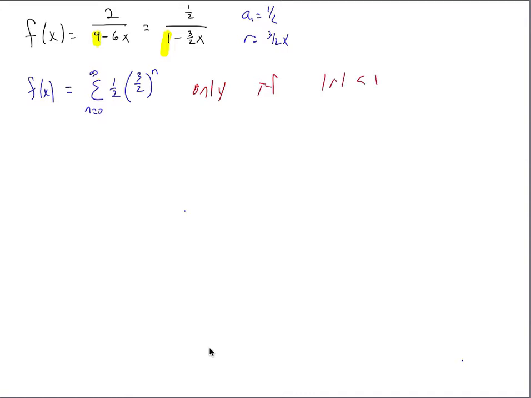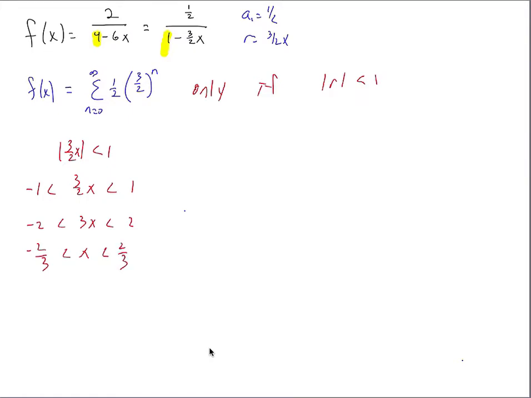Well, we know what r is. It's 3/2 x. So we need the absolute value of 3/2 x to be less than 1, which means 3/2 x needs to be between -1 and 1. Because if you remember, absolute values become compound inequalities. This one becomes an and inequality. And we can solve this one without too much trouble. Multiply everything by 2. And then divide everything by 3. So as long as x is between -2/3 and 2/3, this should be a good fit.